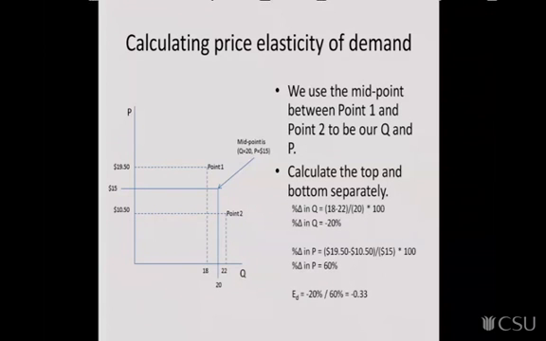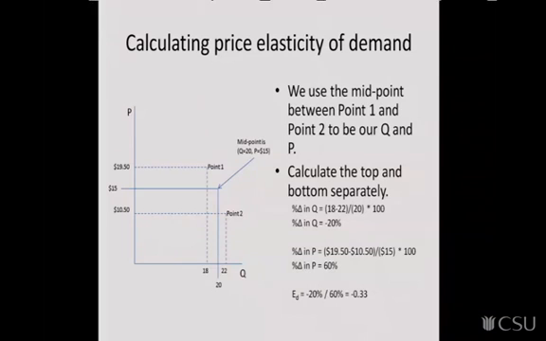So the first thing we do is calculate what's called the midpoint. The midpoint is just the midpoint between these 2. So the midpoint between $19.50 and $10.50 is $15. So the midpoint on the price axis is 15. The midpoint on the horizontal or quantity axis is the midpoint between 18 and 22. It's just the average, right? It's 20. And the book makes this out to be really complicated, but it's not necessarily.